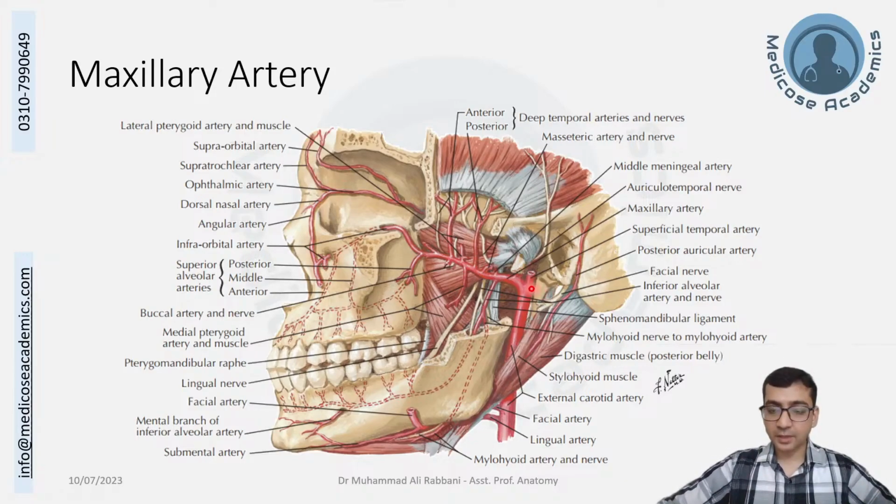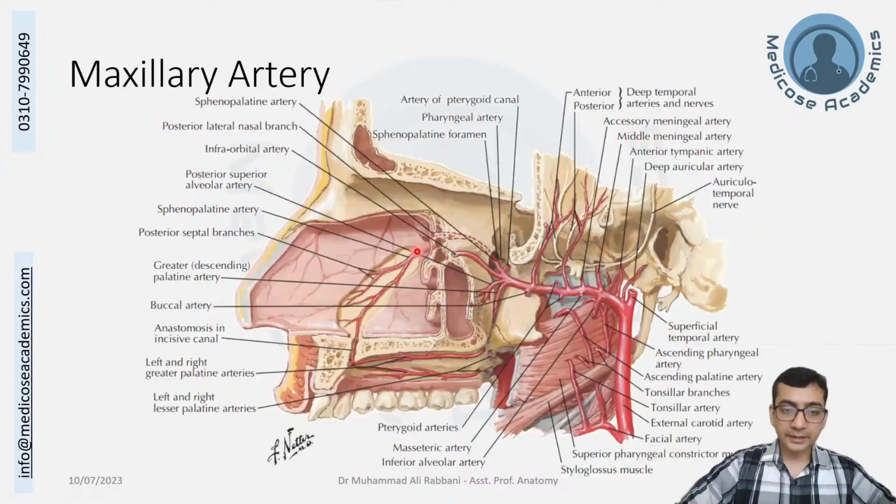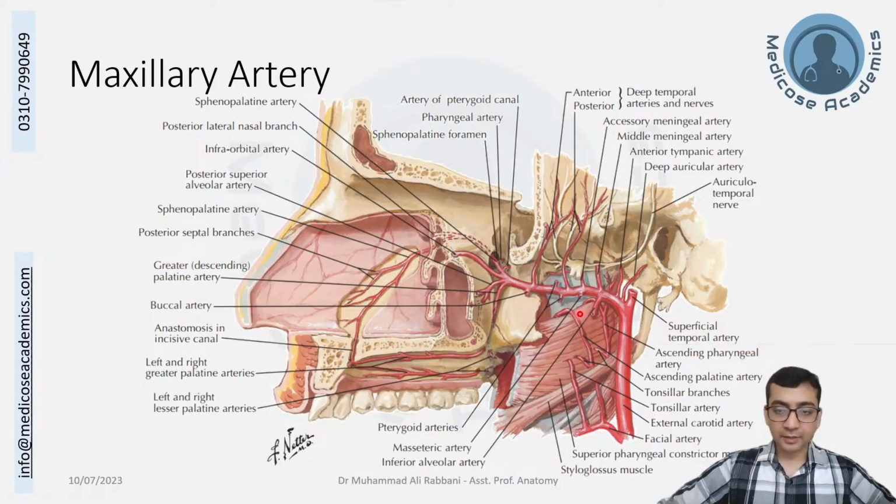So it originates within the substance of the parotid gland as the external carotid artery divides into the superficial temporal and the maxillary arteries. It moves all the way through the infratemporal fossa. It crosses the lateral pterygoid muscle, and then the muscle is removed right here and it enters the pterygopalatine fossa, this particular part, this region.